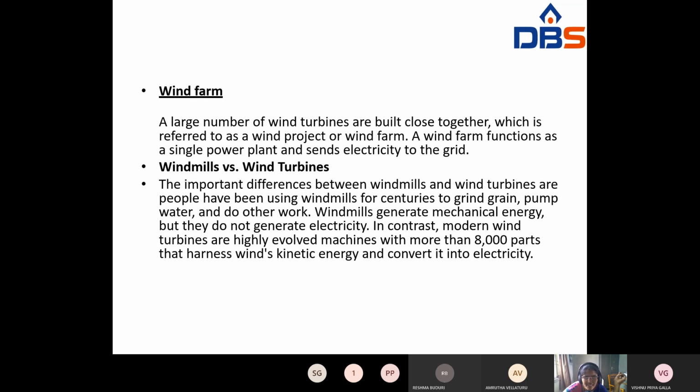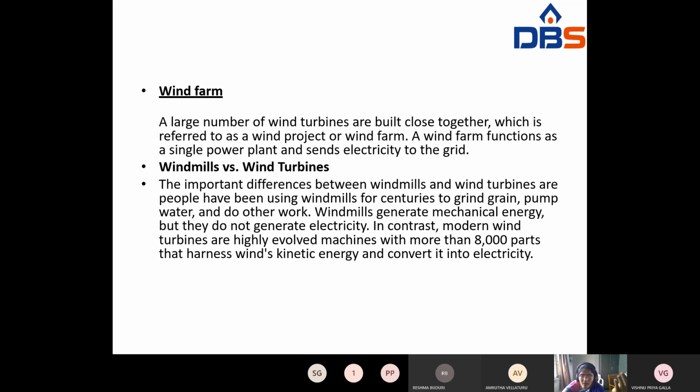Windmill versus wind turbine. The important differences between windmills and wind turbines: people have been using windmills for centuries to grind grain, pump water and do other work. With windmills you directly use the mechanical energy. Windmills generate mechanical energy, but they do not generate electrical energy.